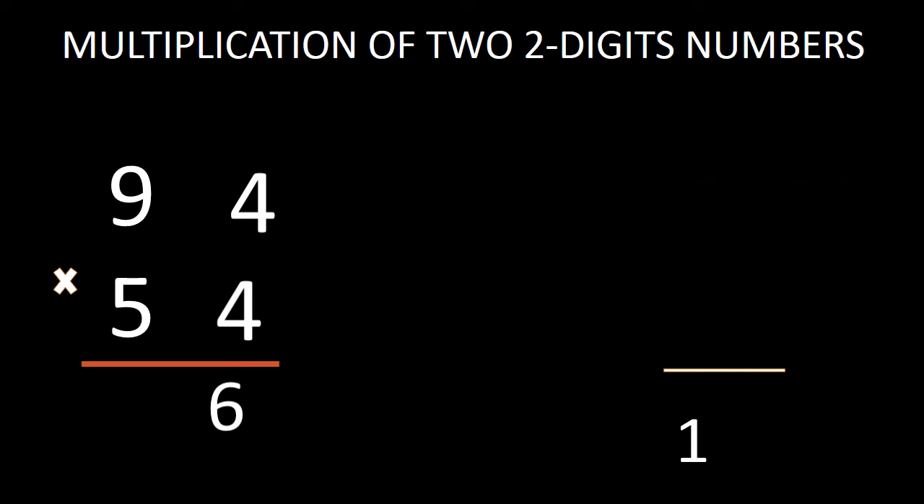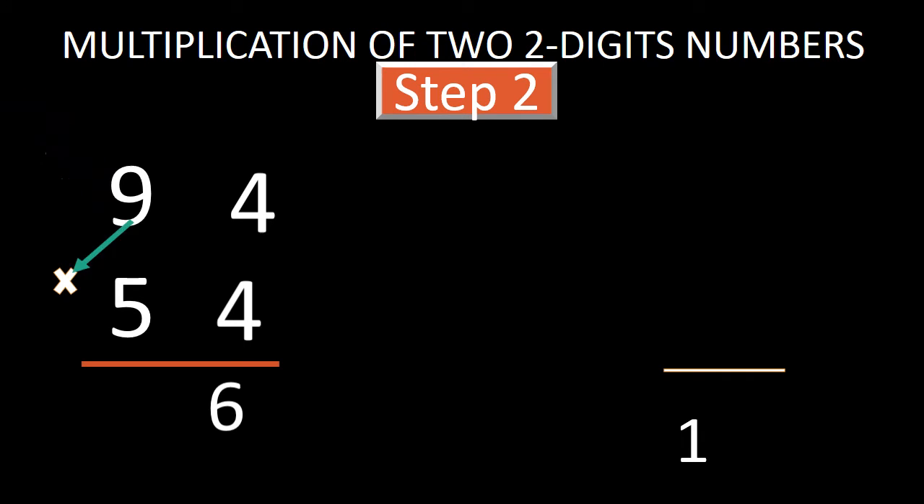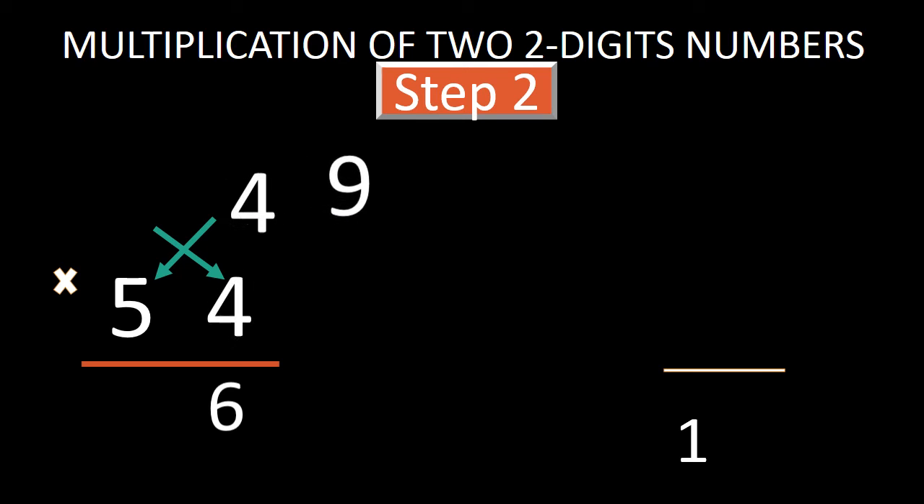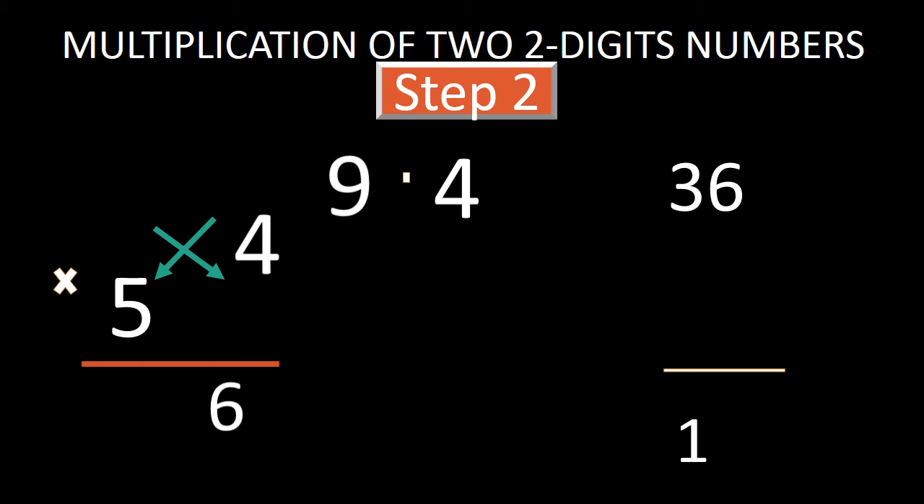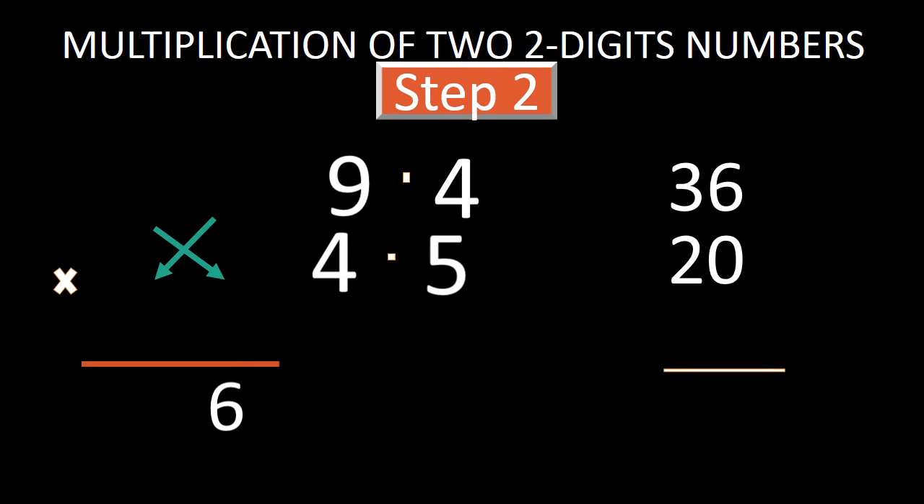Now we will have to start our step number 2. In step number 2, what will we do? We will multiply the unit digit of the first number with the 10 digit of the second number, and then we will multiply the 10 digit of the first number with the unit digit of the second number. So let's multiply the 10 digit of the first number with the unit digit of the second number. By multiplying this, we get 36, and then multiply the unit digit of the first number with the 10 digit of the second number, which is 5. By multiplying 4 with 5, we get 20.